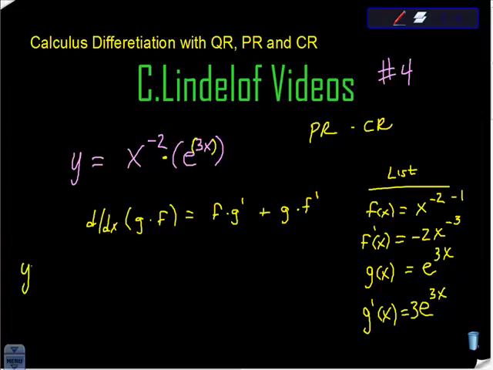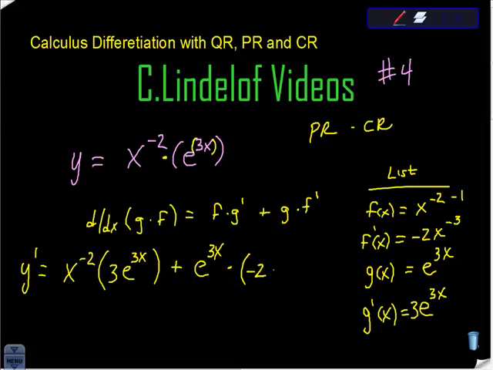I'm like, okay, I got y prime is equal to the first function, x to the negative second power, right, times the derivative of the second function, which is 3e to the 3x power. This plus sign is this plus sign. It says use the second function, e to the 3x, right, times the derivative of the first function, and the derivative of the first function was negative 2x to the negative 3.